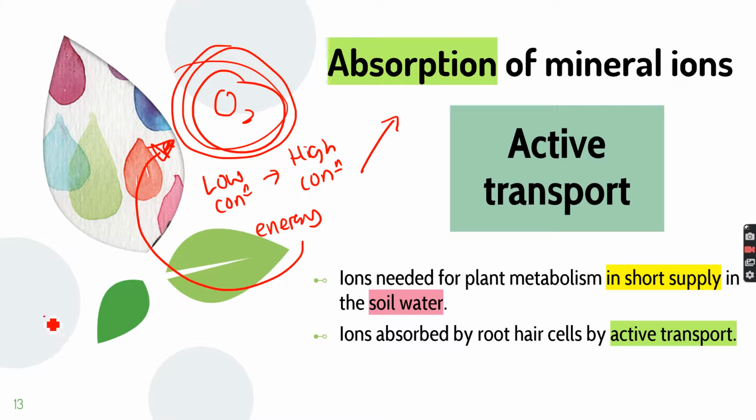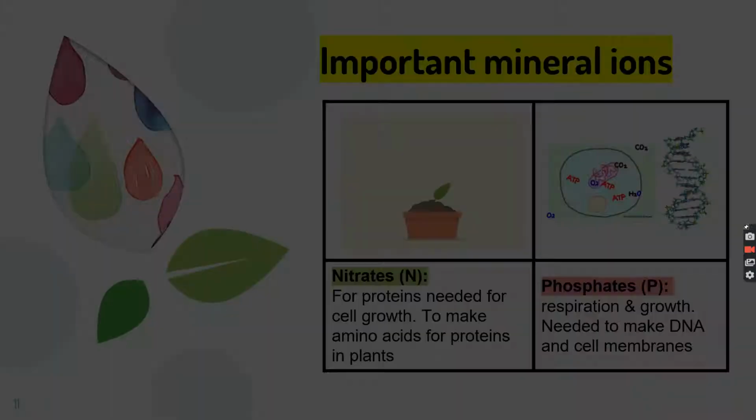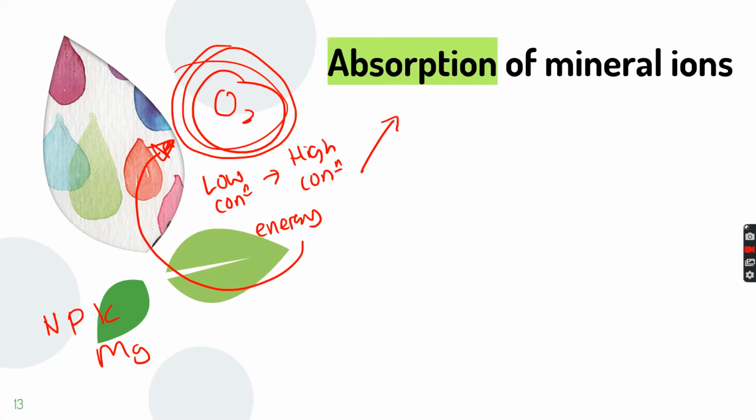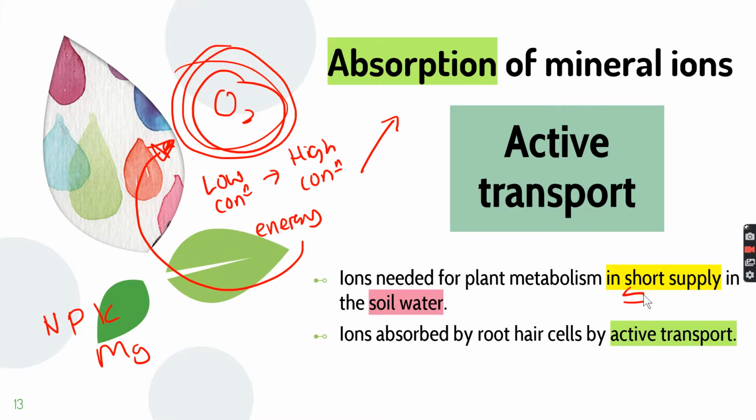So remember just now it was nitrates. I think we say NPK and Mg. Nitrates, potassium. Oh my gosh, what's K? Oh, that's potassium. What's P? Phosphates. Sorry, guys, not a chemistry teacher here. Okay. Nitrates, phosphates, potassium, and magnesium. These are in short supply in soil water. Ions are absorbed via active transport then.